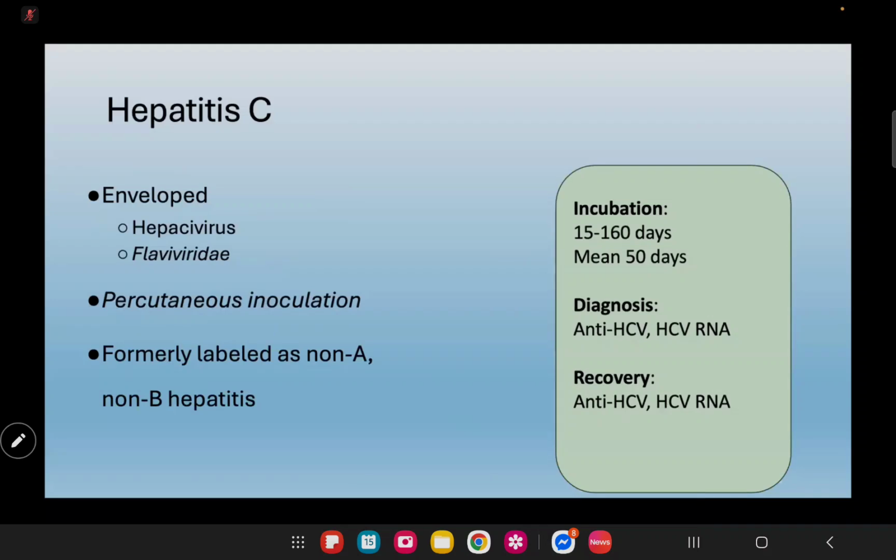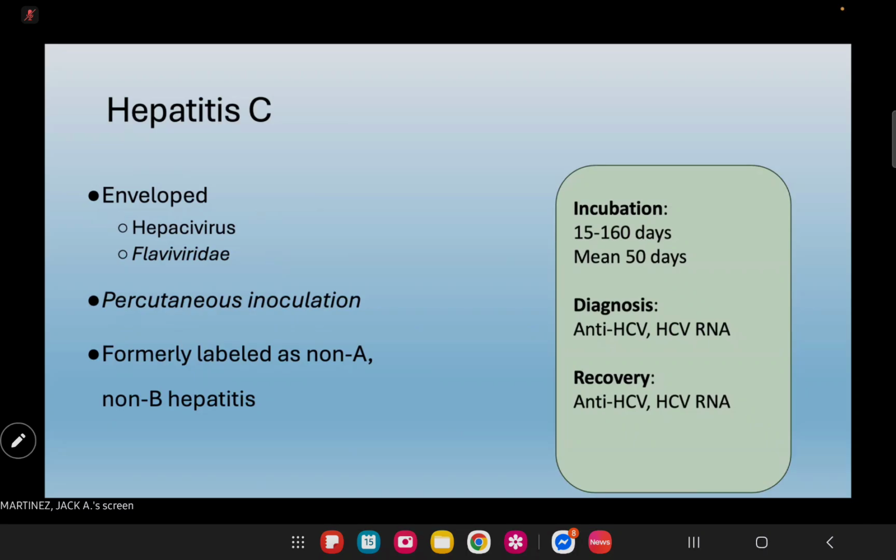Okay, hepatitis C. It is an enveloped, single-stranded RNA virus that belongs to the Flaviviridae family, genus Hepacivirus. Transmission occurs mainly percutaneously, just like hepatitis B, most commonly from contaminated blood or blood products, also from needle sharing among drug addicts, or unsafe medical practices. Previously, hepatitis C was labeled as non-A, non-B hepatitis before it was formally identified.